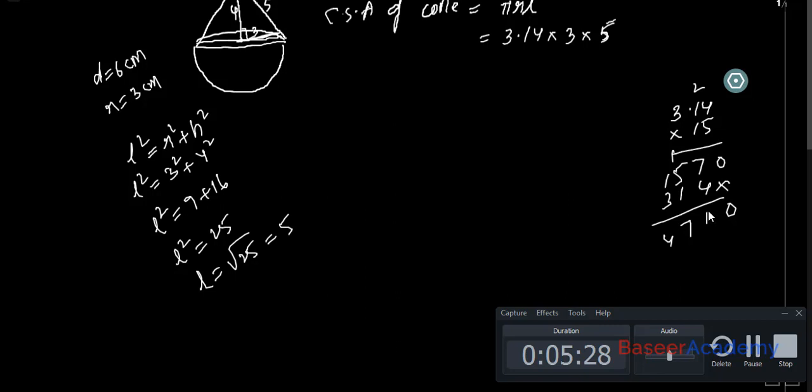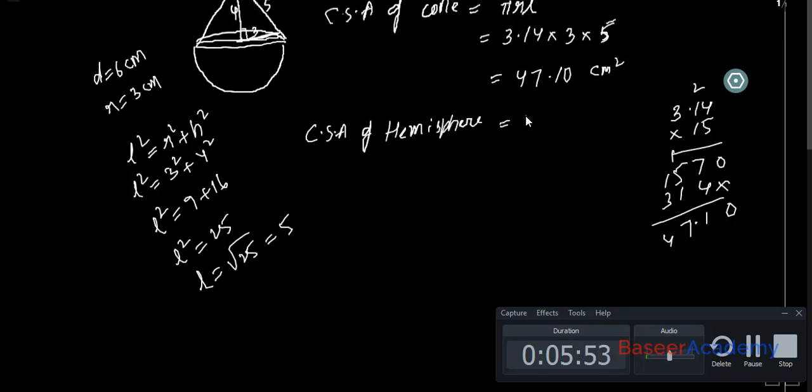So I'm getting 47.10 centimeter square as the curved surface area of the cone. Now the other shape that you see here is the hemisphere. Let us find out the curved surface area of the hemisphere.